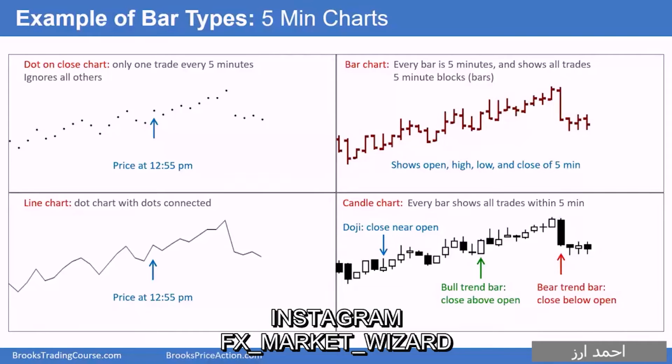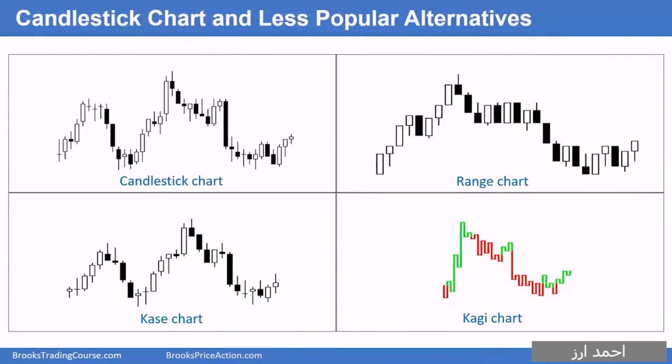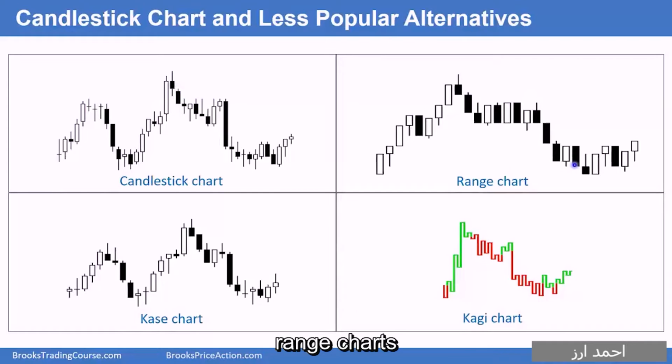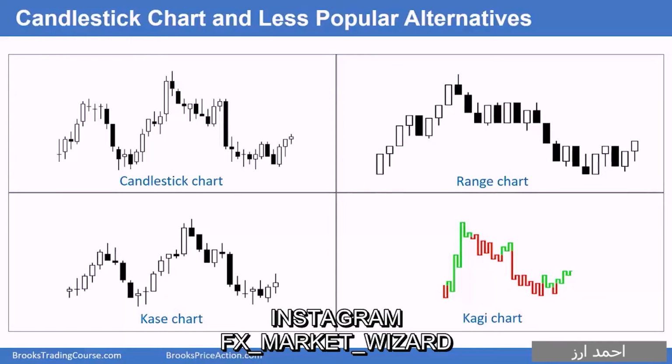Here are candlestick charts and some other less popular charts. Some traders like to use renko charts, Kagi charts, and other charts. It doesn't matter. They all represent the same thing. You can see the general shape is similar on all of the charts.